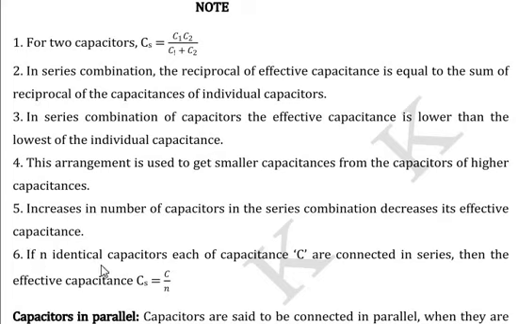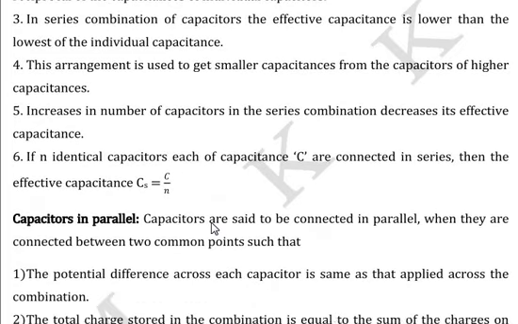If there are n identical capacitors connected in series combination, then the effective capacitance is given by C by n, where C is the capacitance of each individual capacitor and n is the number of such capacitors connected in the combination. Okay. Today we will continue our discussion with the combination of capacitors.